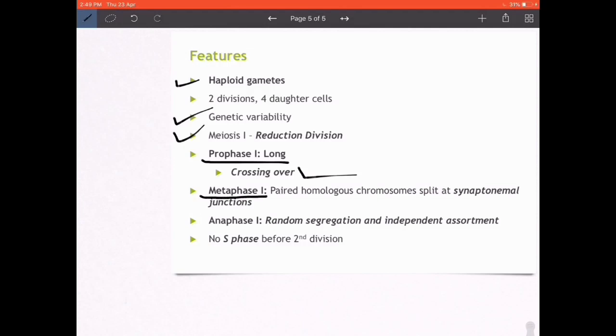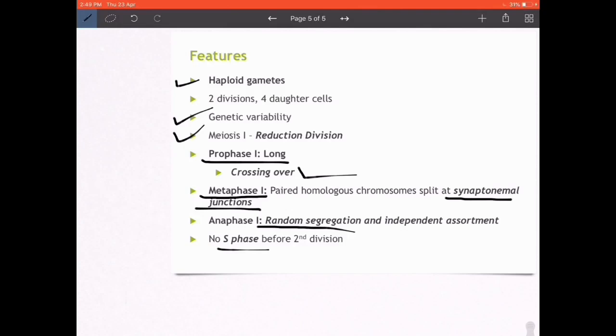Then we go on to metaphase 1, which is different from the metaphase of mitosis in the sense that there is no centromere splitting. The chromosomes split at the synaptonemal junctions. Then we move on to anaphase 1, which is different because the split chromosomes might go to either pole randomly, thus introducing further genetic variation. And then meiosis 2 is exactly like mitosis, except there is no S phase that precedes mitosis. Thus, the haploid cells each will be converted into 2 haploid cells each.